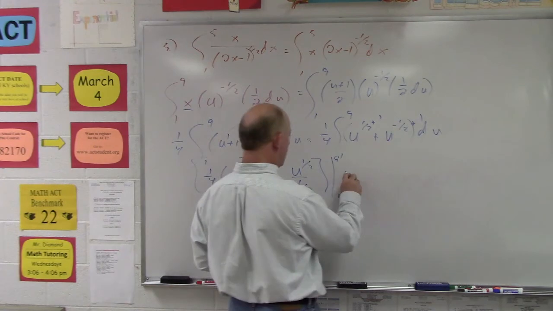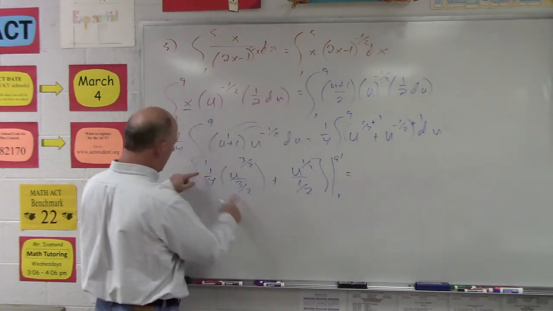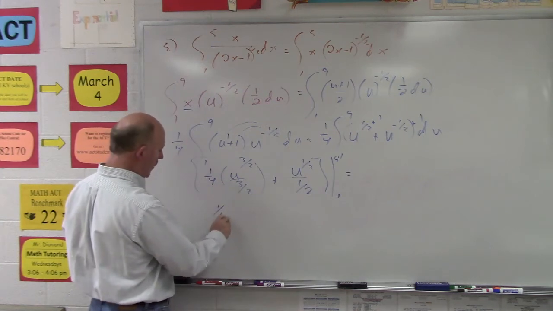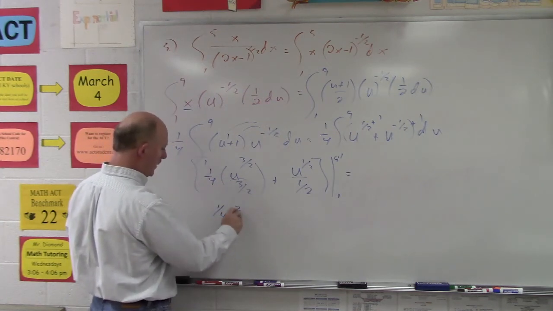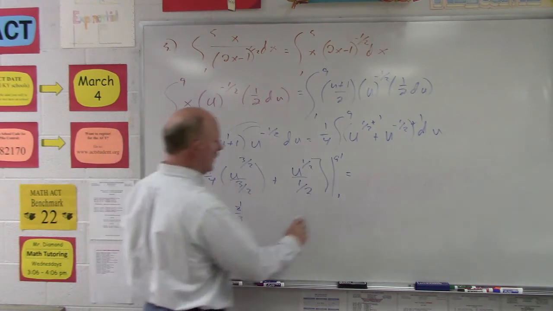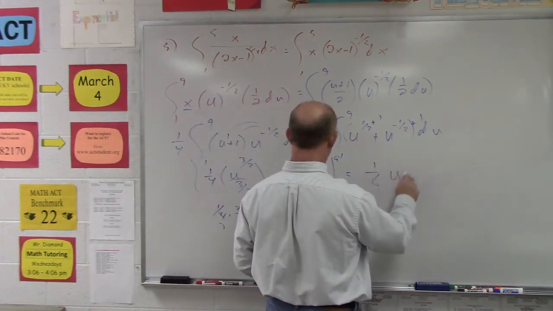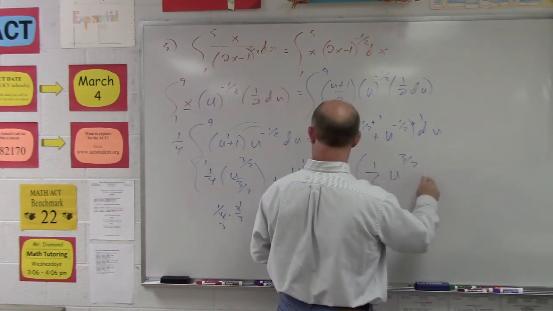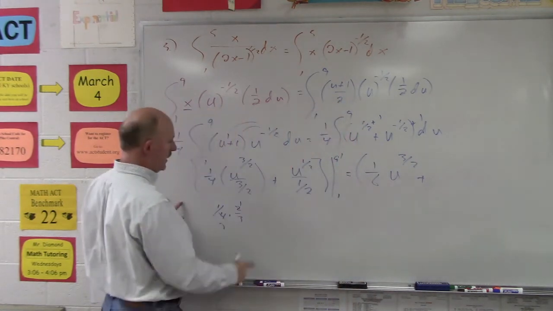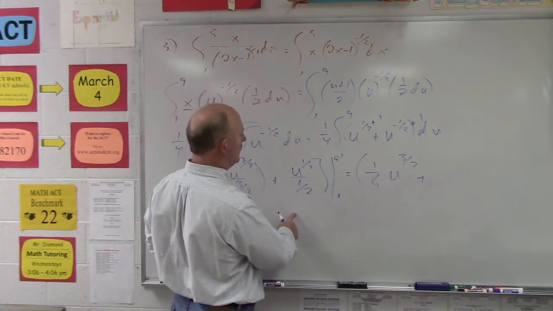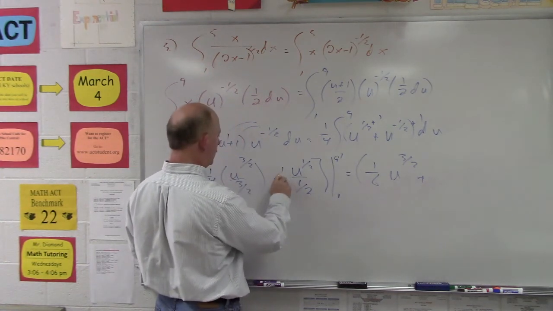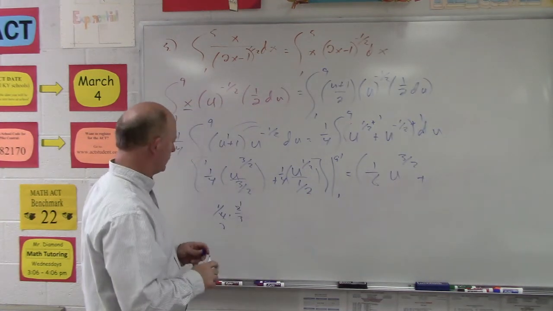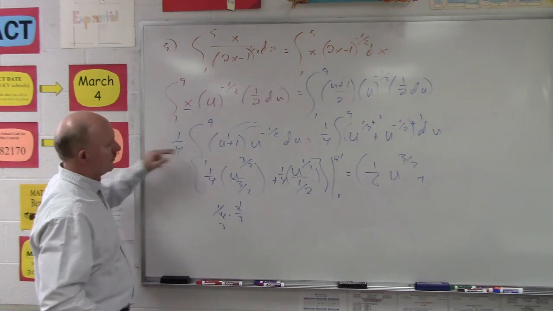So as we simplify here, 1/4, we have to invert this fraction and then multiply. So this becomes 1/4 times 2/3. That'll reduce to 1, this will reduce to 2. So this becomes 1/6 u to the 3/2 power. Okay, plus. Now here we've got 1/4 times this also. So we've got our antiderivative.